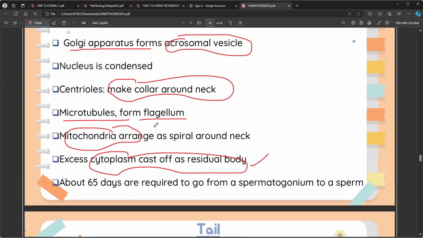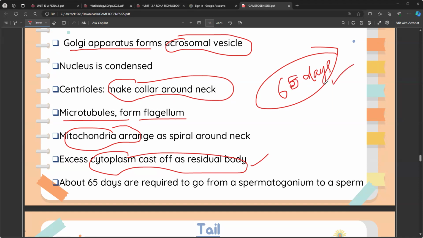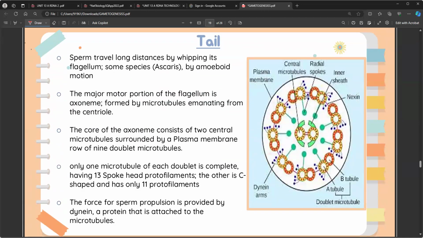So friends, this entire process generally takes place over 65 days. That is the reason if a man is ejaculating sperm today, that sperm was generally produced 65 days before. No point in getting confused over there, and it is very easy to understand.